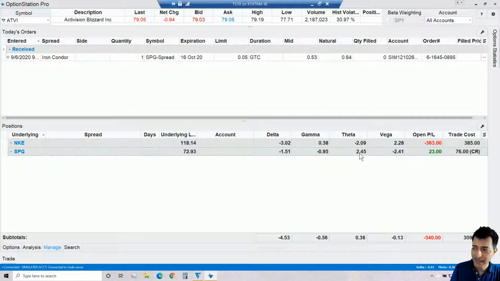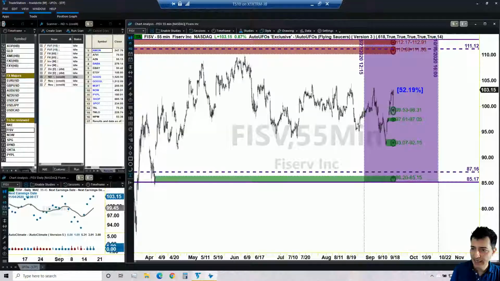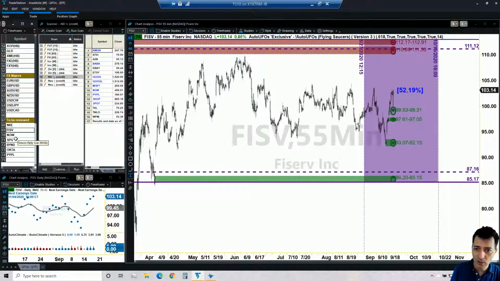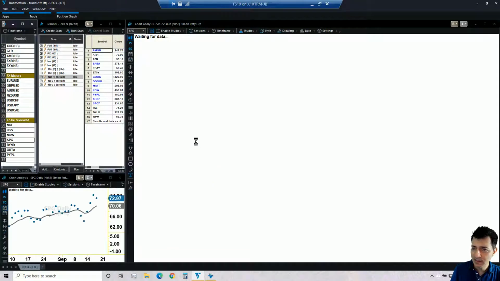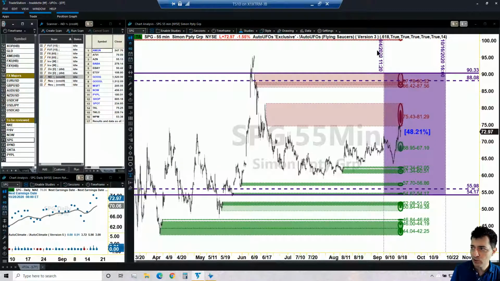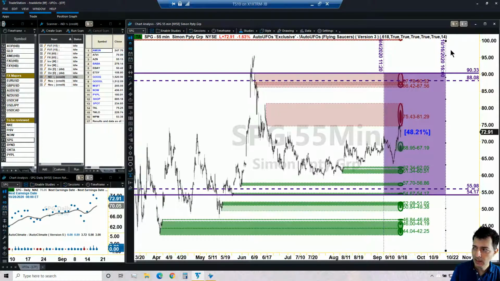That one is enjoying positive theta, meaning that it's collecting time decay. And SPG is just a bit lower here. It's a similar setup, similar scenario, where we entered this trade. In this case, it was September 4, also using October 16, expecting the stock to remain in the purple area, and as of now we're fine.